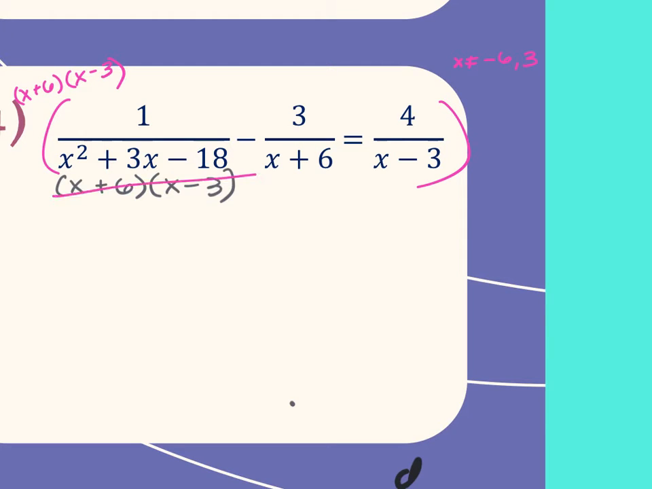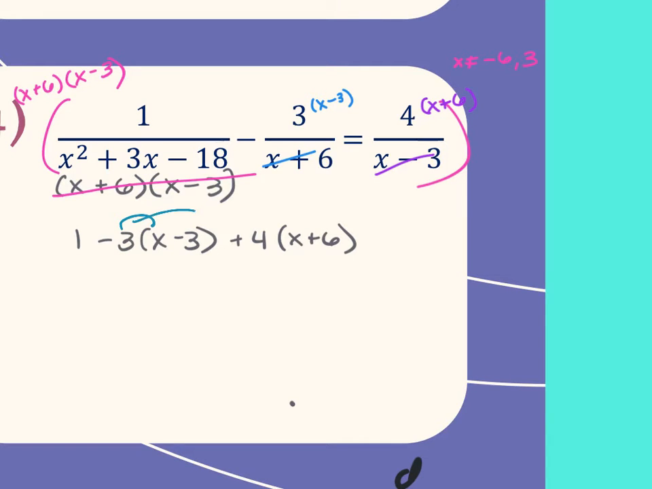So for the first one, the whole thing cancels. The second one, the x plus 6 cancels, leaving me with x minus 3. And the last one, x minus 3 cancels, and I get x plus 6 here. So I get 1 minus 3 times x minus 3 plus 4 times x plus 6. Distribute. Oh, this is an equal sign. Equals, distribute again.